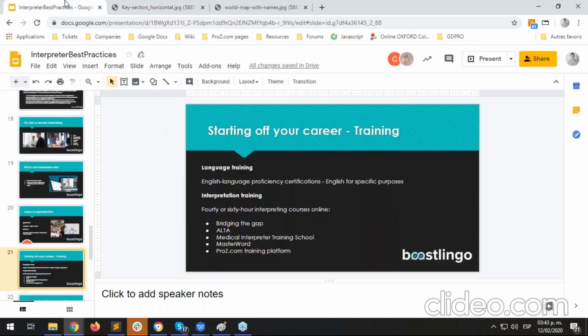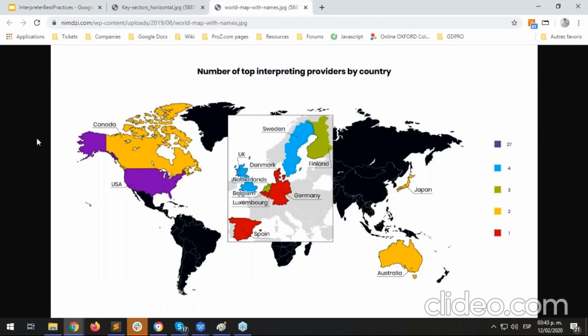Also, this is another picture taken from their site. This shows the number of top interpreting providers by country. And as you can see, the US, Canada, the UK, and then Australia are all part of the picture, with the US having 27 out of, well, I think it's 40 or 50 top interpreting providers. So yeah, the US market is the biggest one, and then you have Canada, UK, and Australia, all English-speaking countries.